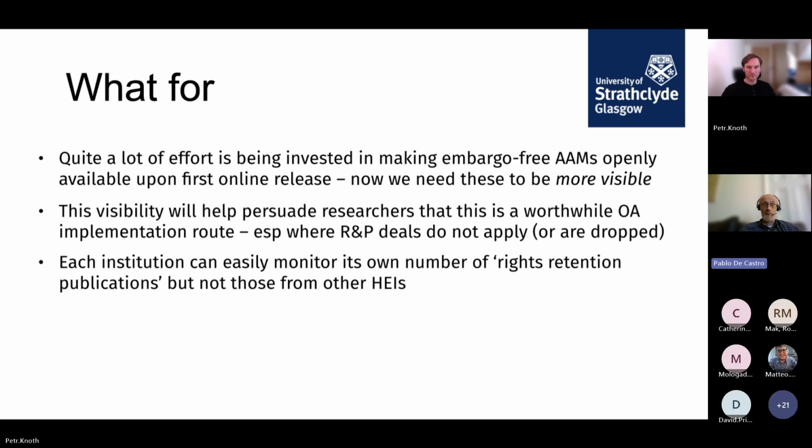Each institution, each university, can easily monitor its own number of rights retention publications, because each of us knows how many of them we're making available from our universities. But we cannot know what other HEIs are doing, because we have traditionally relied on the two-line rights retention statement, and this is what the rights retention module in CORE relies on: text mining manuscripts for the two-line rights retention statements.